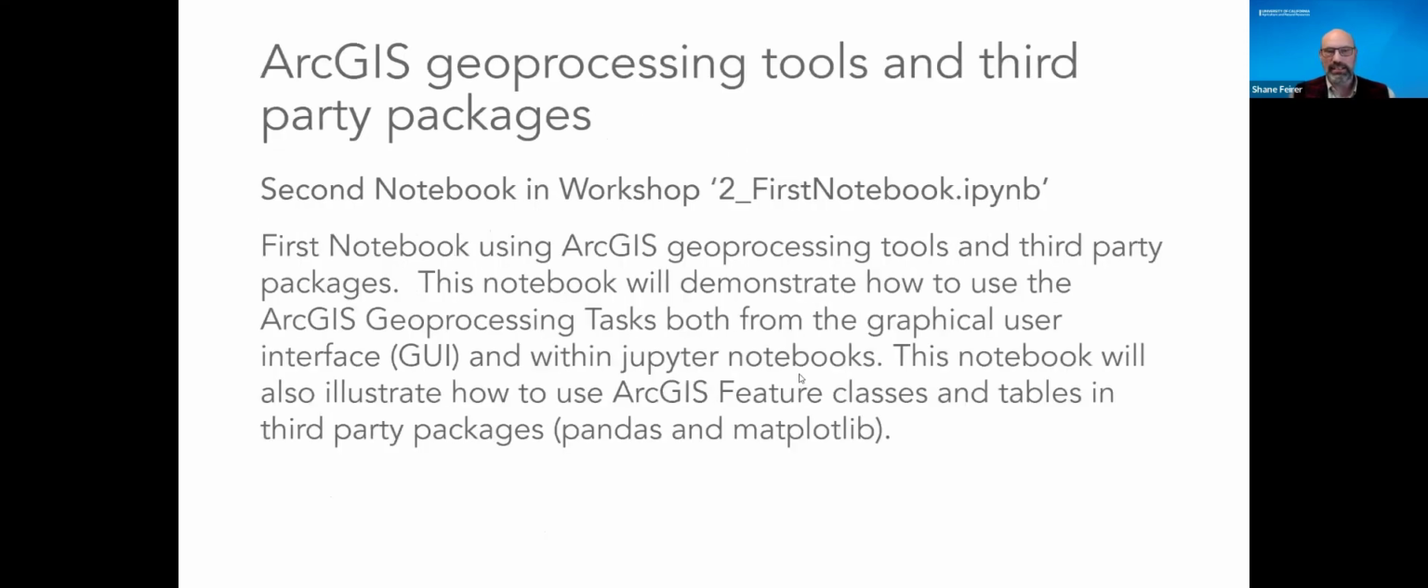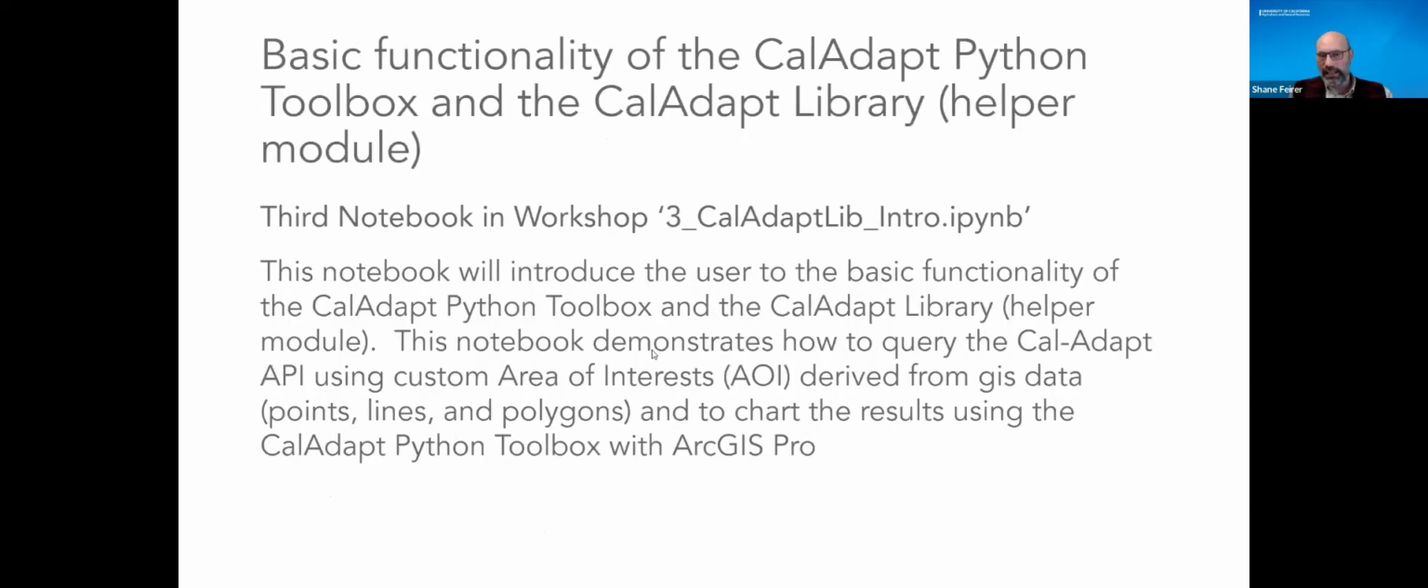The second notebook is the first one that's going to deal with ArcGIS Pro, and it's going to show you how to use the geoprocessing tools, how to get access to the history, and really how to plot data and use pandas to look at more of your data using different third-party packages. The third notebook is going to get into using the KalAdapt API and the KalAdapt Python toolbox that I developed for use with the KalAdapt API. It's going to query the KalAdapt API to bring back information from that API and graph the results.